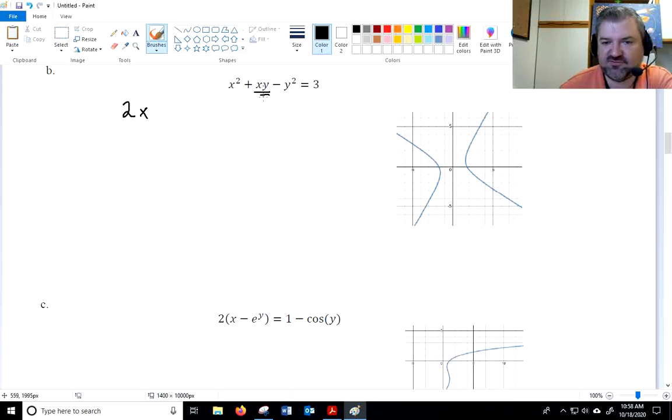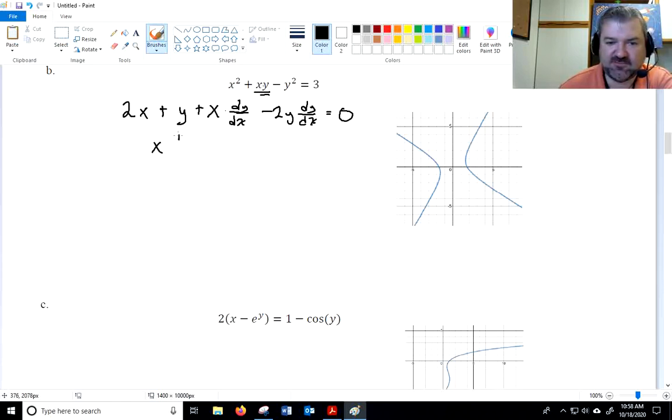Many of these equations will have an xy term because it's just very common. So we'll say plus derivative of the first, derivative of x is 1 times y, plus the first times derivative of the second. The derivative of y is dy dx. I should say now the derivative with respect to x of y is dy dx. All right, here I simply bring down the 2, y to the first times dy dx. And the derivative of 3, the other side, is 0.